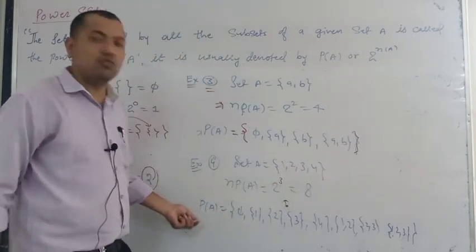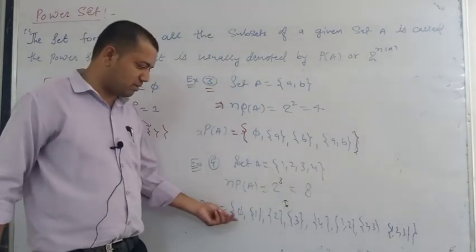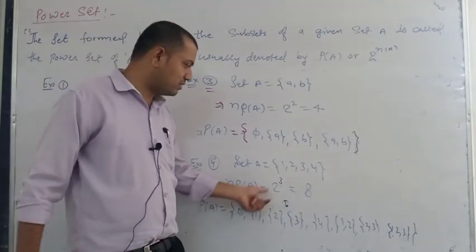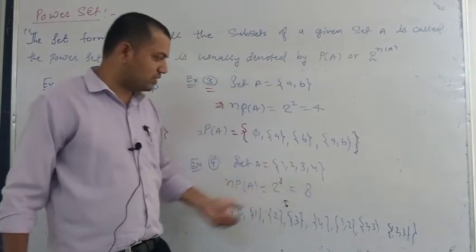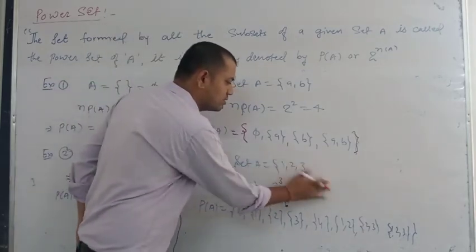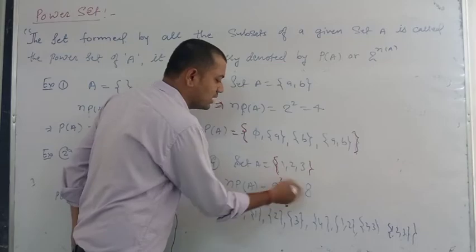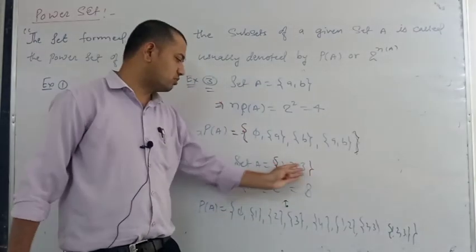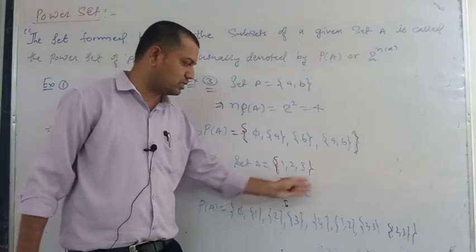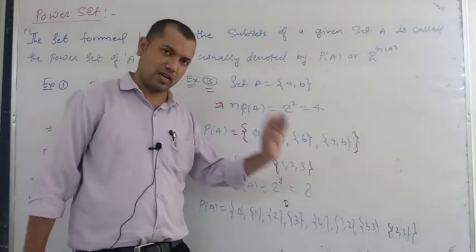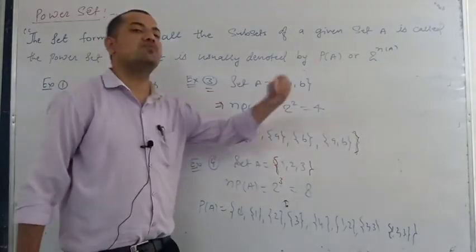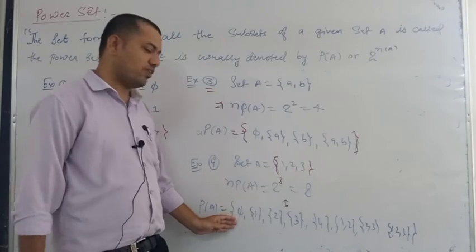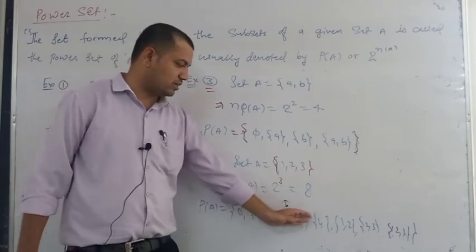Then we calculate the power set. First is phi, the null set, which is a subset of every set. After that 1, 2, 3 are the different elements. Here there are only 3 elements, so we take 2 raised to power 3, which is 8. If we took 1, 2, 3, 4, that would be 2 raised to power 4, which is 16 subsets. So first is phi. After that 1, 2, 3.